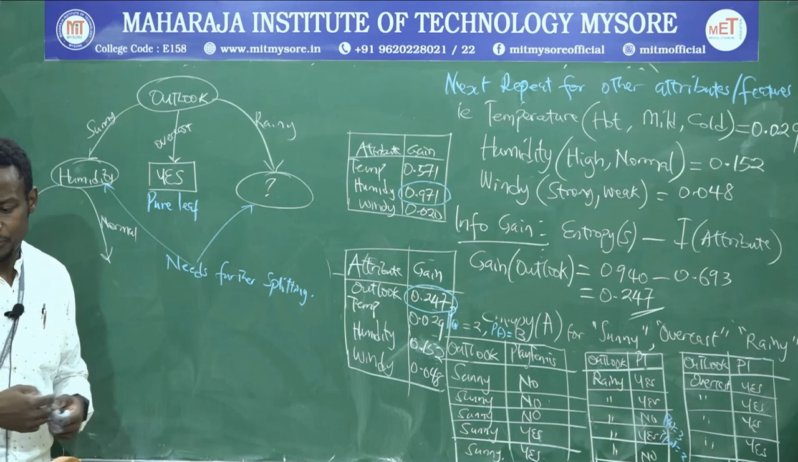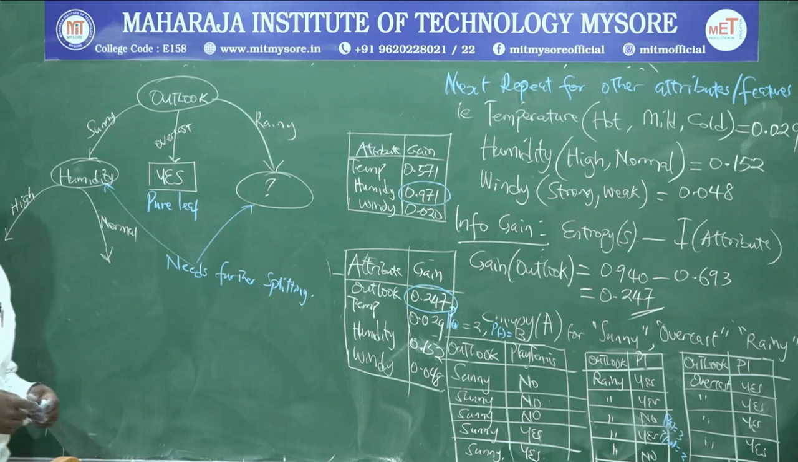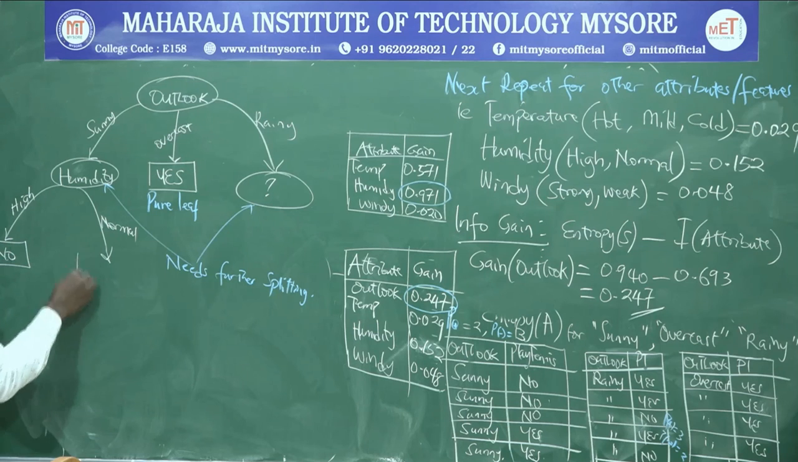So, for humidity, for high, we had no, and for normal, we had yes. So, for high, it was no. We are done. Normal, it was yes. So, you see, these again are pure leaves now. So, we got more pure leaves. No further splitting, pure leaves.